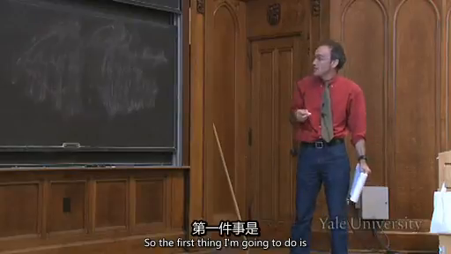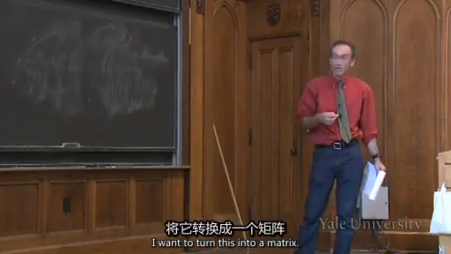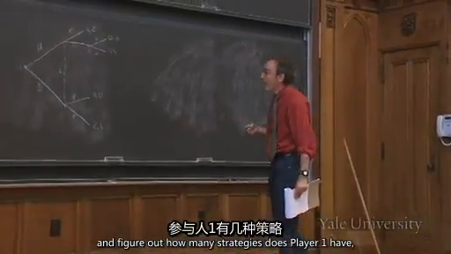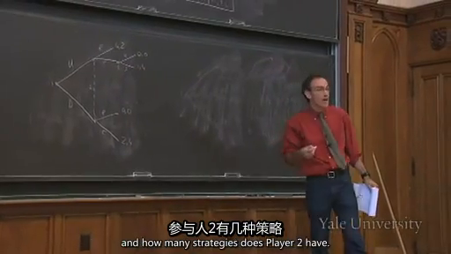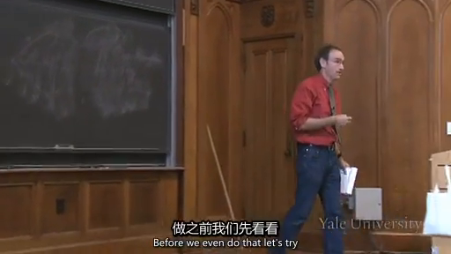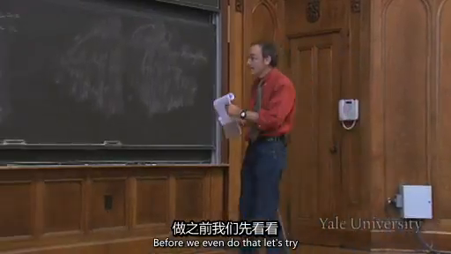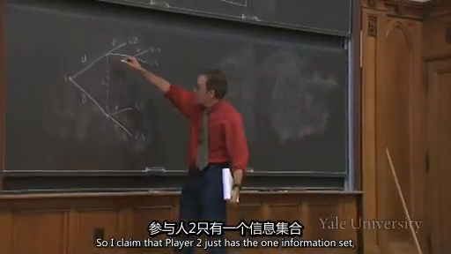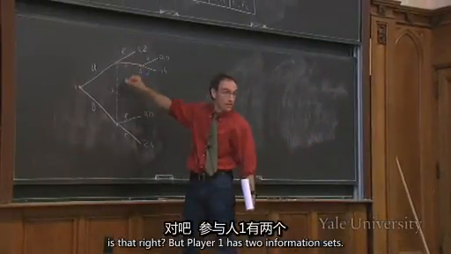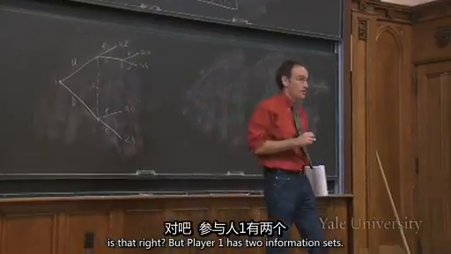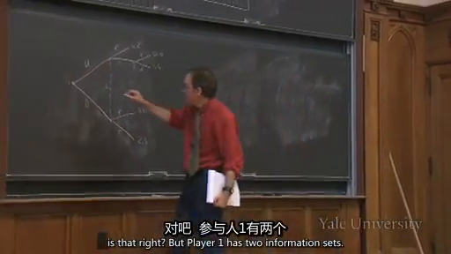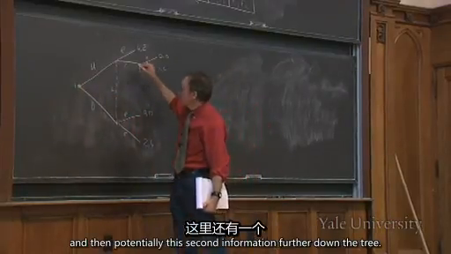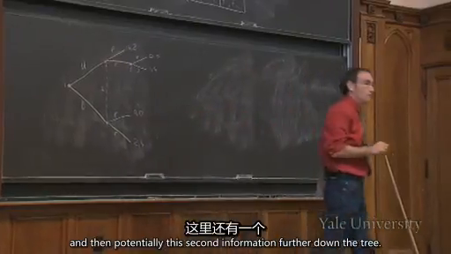So the first thing I'm going to do is turn this into a matrix. And the first thing to do on that route is to try and figure out how many strategies player 1 has and how many strategies player 2 has. Before we even do that, let's figure out how many information sets they have. I claim that player 2 just has the one information set. But player 1 has two information sets. This information set at the beginning of the game, and then potentially this second information set further down the tree.